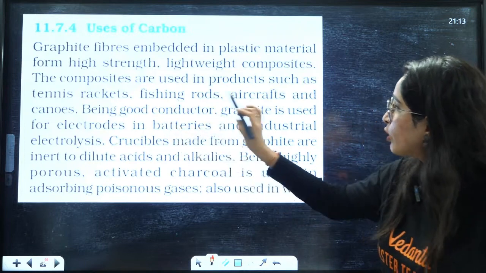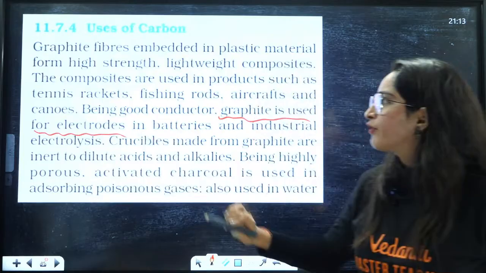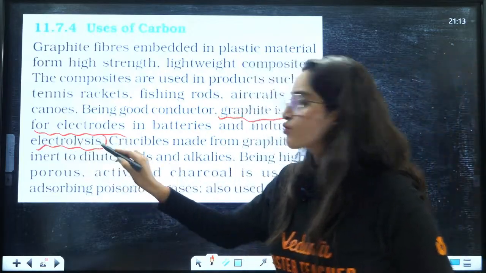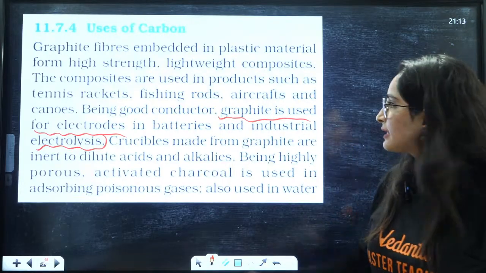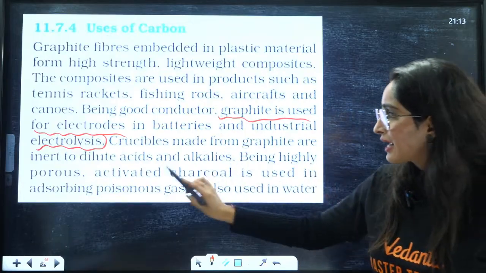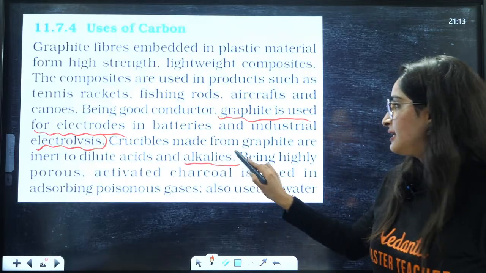Then you have being good conductor. Graphite is used for electrodes. This is important for you in batteries and industries, in electrolysis, right? This is important for you to know, right? Then we have crucibles made from graphite, which are inert to dilute acids and alkalis, right?